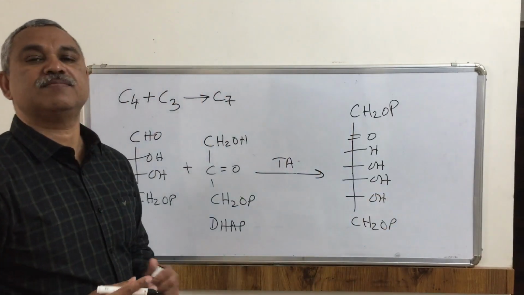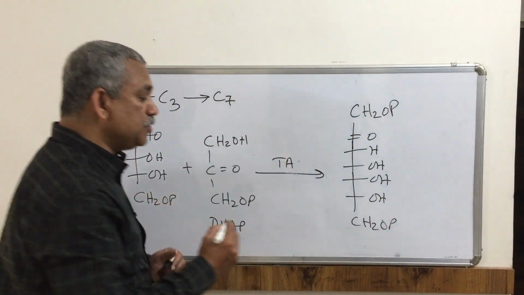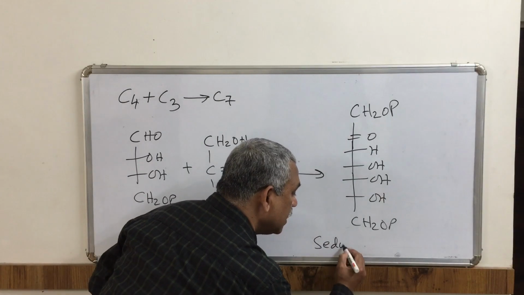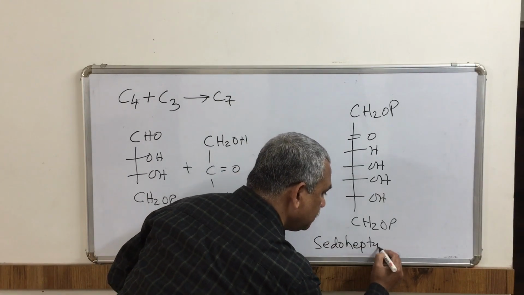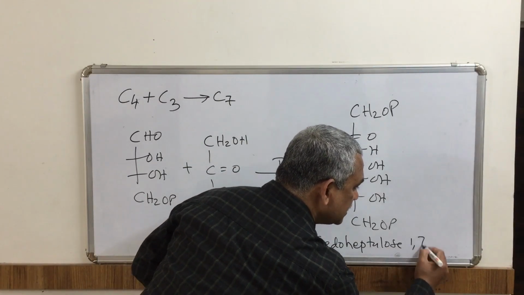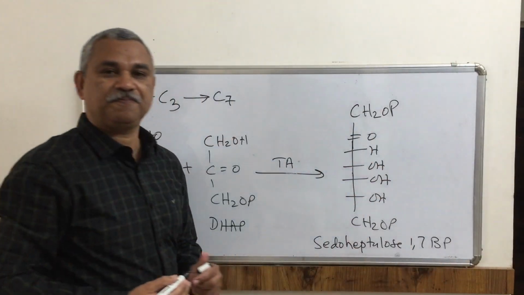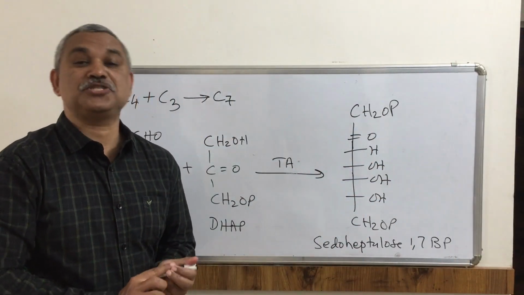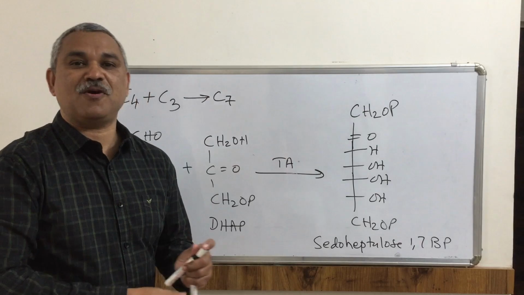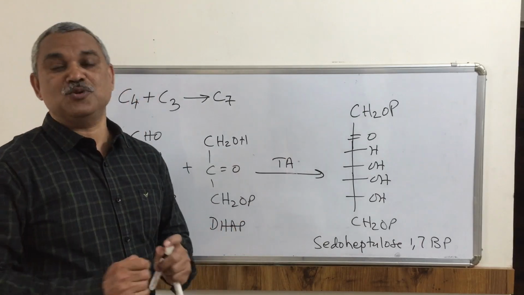This is the 7 carbon unit. The 7 carbon unit is pseudoheptulose 1,7-bisphosphate. There is an interesting story that Benson narrates about the discovery of pseudoheptulose.